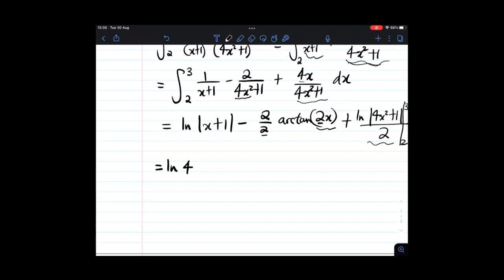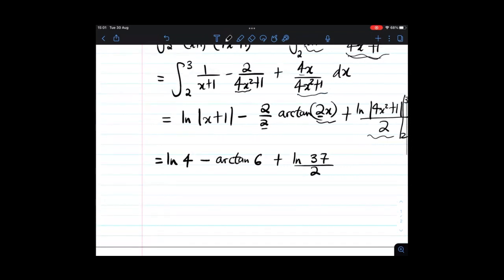So natural log of 4 minus the arctan of 2 times 3, which is 6, plus the natural log of 3 squared is 9, times 4 is 36, plus 1 is 37. So we get 37 over 2. Right, and then minus, now we are substituting 2, so we get the natural log of 3 minus the arctan of 2 times 2, which is 4, plus the natural log of 2 squared, that's 4, times 4, that's 16, plus 1, that's 17. So we get 17 over 2.